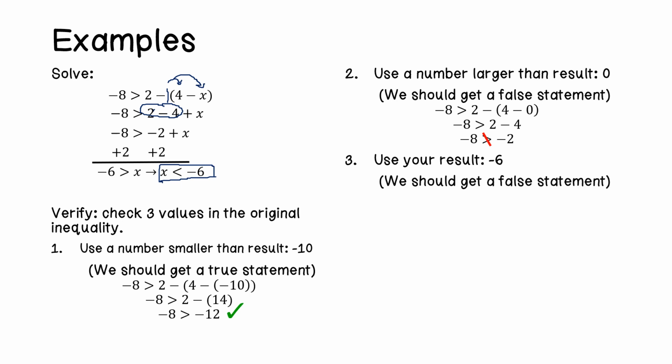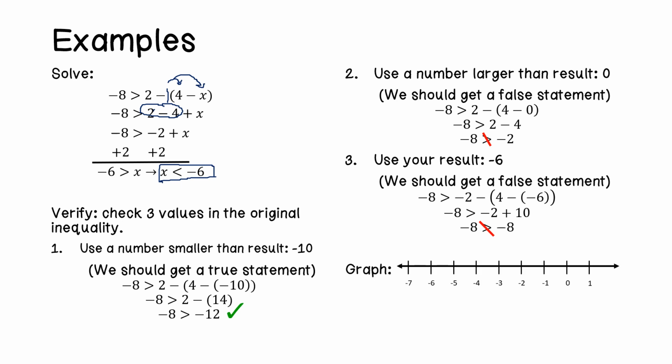So when I use negative 6, it is not less than negative 6, so I should get a false statement. When I put negative 6 in and simplify, I get negative 8 is greater than negative 8, which is false because they're equal.